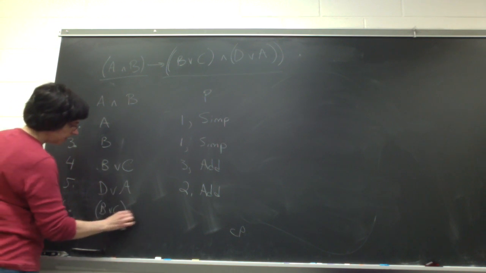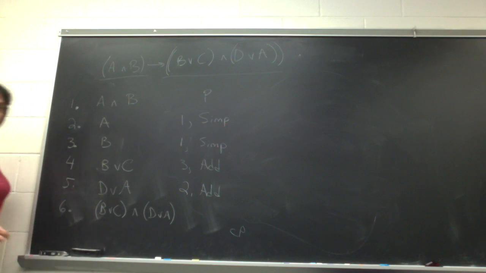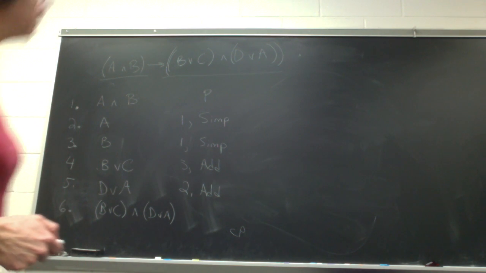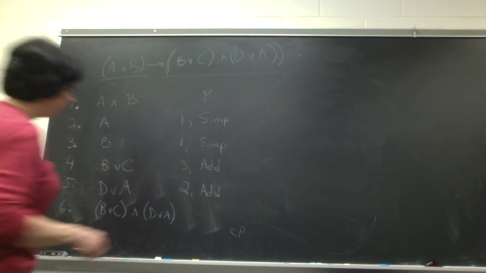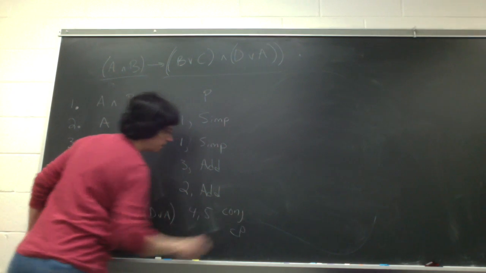B or C and D or A by what rule? If I know A is true and I know B is true, say again? Conjunction. I couldn't hear you. The conjunction rule. I don't think it's called conduction. What's it called? Conjunction. Oh, sorry, I wasn't hearing you. Yeah, conjunction, right? So that would be from lines 4 and 5 and conjunction.